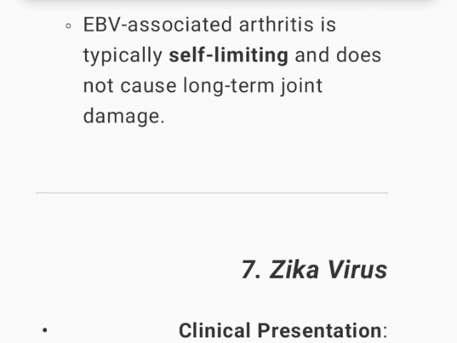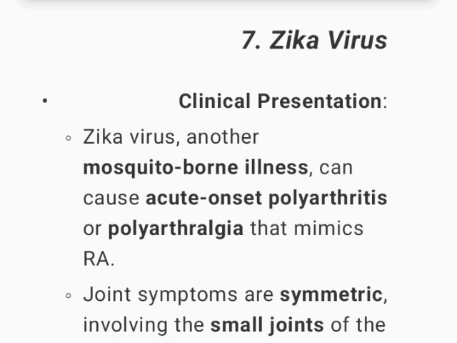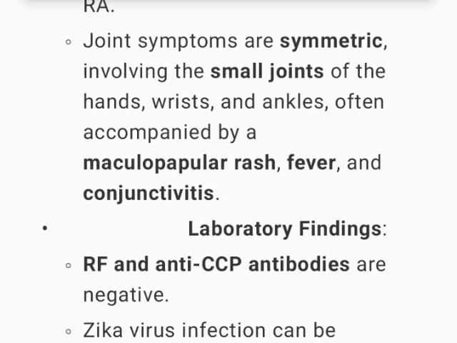7. Zika virus. Clinical presentation: Zika virus, another mosquito-borne illness, can cause acute onset polyarthritis or polyarthralgia that mimics RA. Joint symptoms are symmetric, involving the small joints of the hands, wrists, and ankles, often accompanied by a maculopapular rash, fever, and conjunctivitis. Laboratory findings: RF and anti-CCP antibodies are negative.